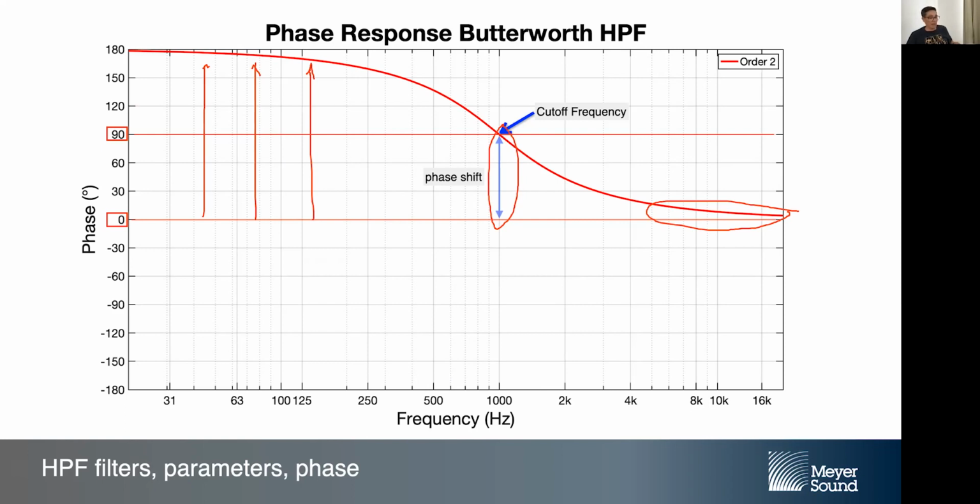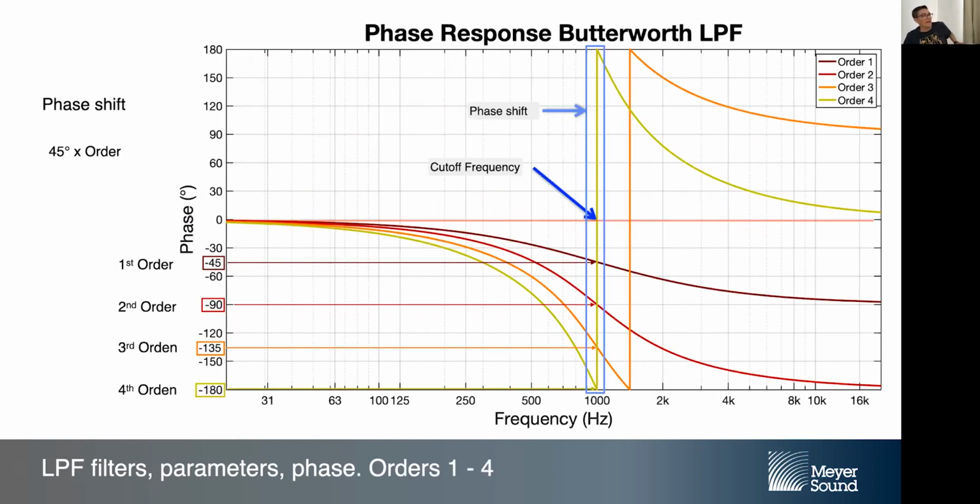Okay, as you might know, this change is also going to be related to the order. So let's see what is going to happen with the order. In this slide, we're seeing order 1, 2, 3, and 4. As you could see, at the cutoff frequency we have some phase shift, and that phase shift is related to the order with this math: we're going to change the phase 45 degrees times the order. So for the first order, the change is going to be minus 45 degrees.